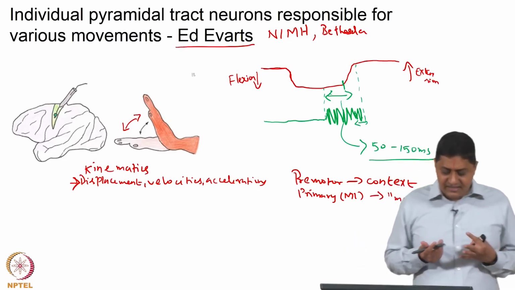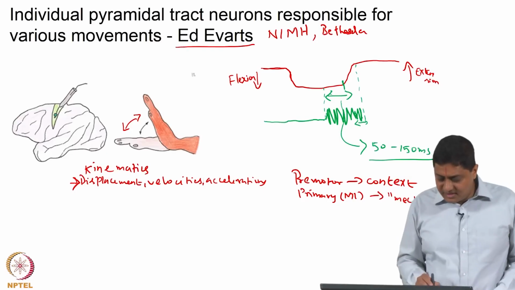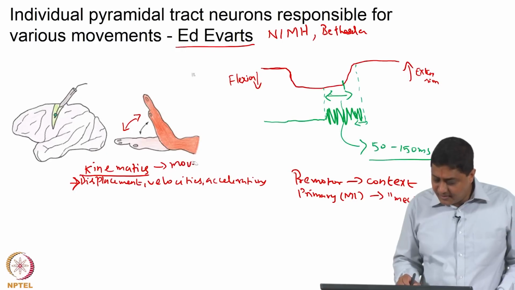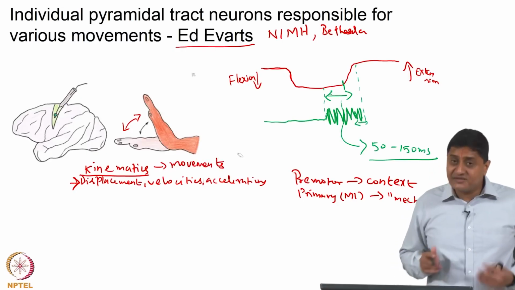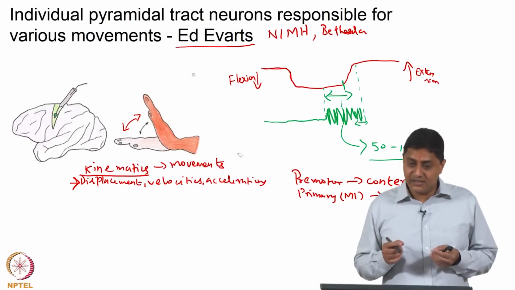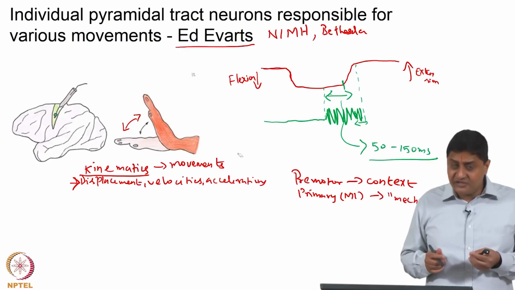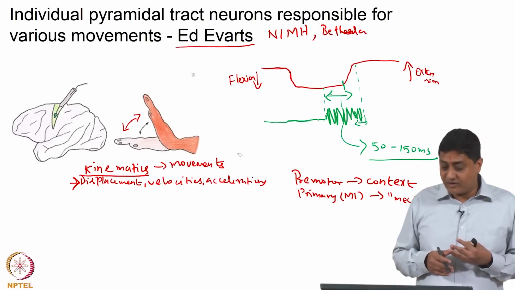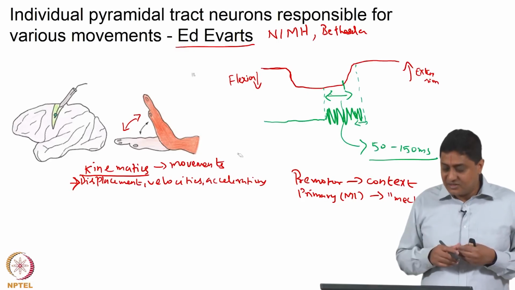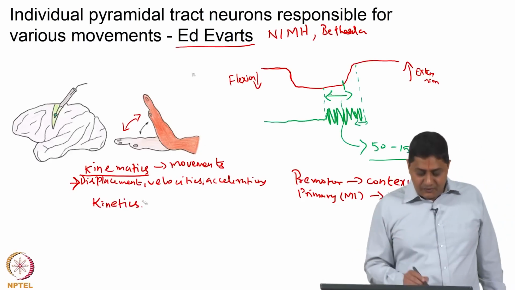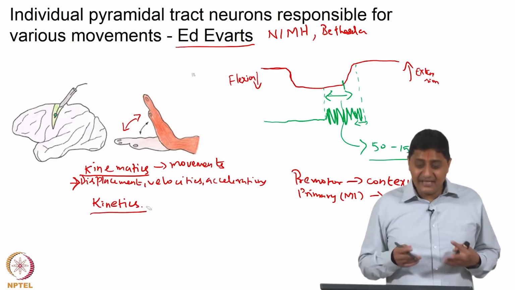So, when we say mechanics, there are several things. One is kinematics, which defines movements, but how are these movements themselves caused? These movements are caused by forces that are produced, right. So, these movements are caused by the action of muscles, by contraction of muscles. So, that is actually kinetics. So, there is both kinematics and kinetics.